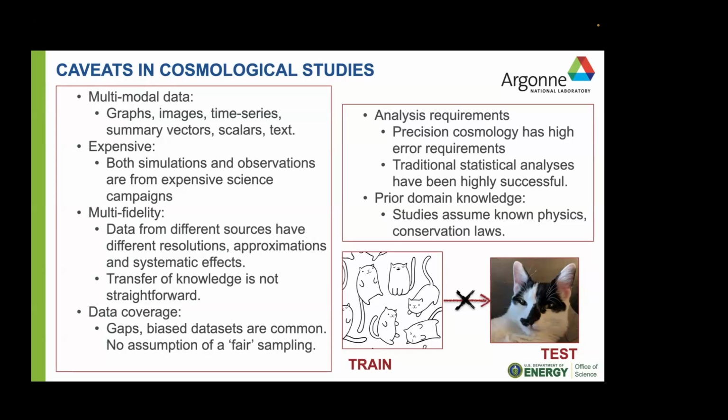Whereas when it comes to astronomy data sets, we don't have that privilege, in the sense that there might be a lot of gaps in the data set. You might be looking at some part of the sky and not another part of the sky. You might be looking at galaxies that are nearby but not really far away, galaxies that are really bright but not the faint ones. So there can be a lot of gaps or biases in the data sets, and so there is no assumption of fair sampling.